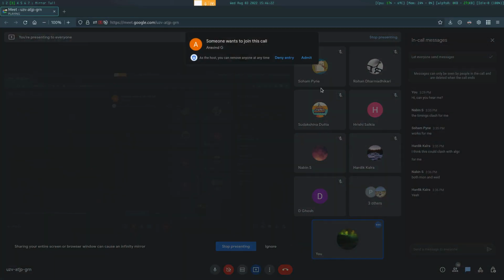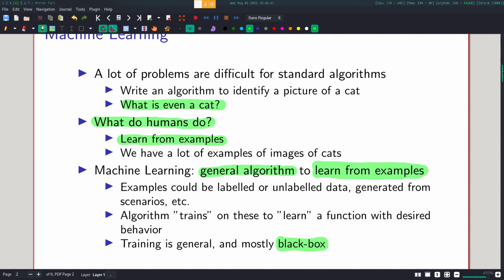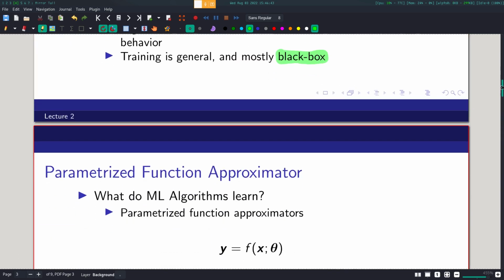And of course, with this sort of generality, there will come some pitfalls, which we'll probably see in the next lecture. But the idea is that you don't need to know what a cat even is. You just need to have some images of cats, and somehow this machine learning algorithm will give you a program that identifies images of cats, right? So how?